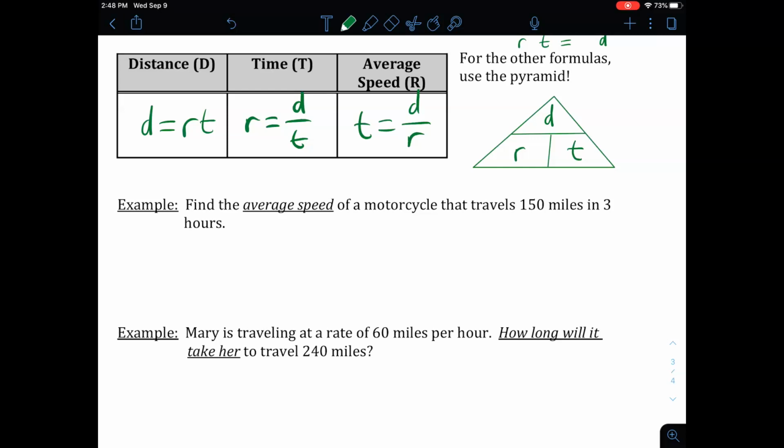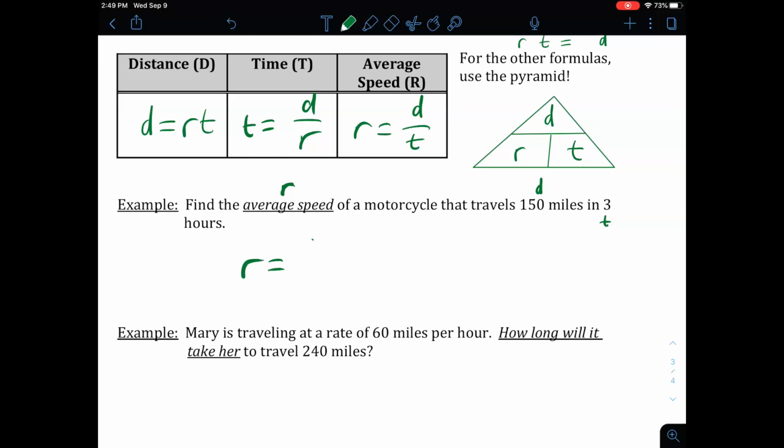It says find the average speed of a motorcycle that travels 150 miles in 3 hours. Well, average speed, is that distance, rate, or time? What do you guys think? Average speed is a rate. What's our distance here? Distance is 150. What's our time? 3 hours. So we're looking for the average speed, which means we're looking for, I goofed these up. I'm sorry, I probably confused you guys here. I wrote them in the wrong spots. So time equals distance divided by rate, and rate equals distance divided by time. I apologize.